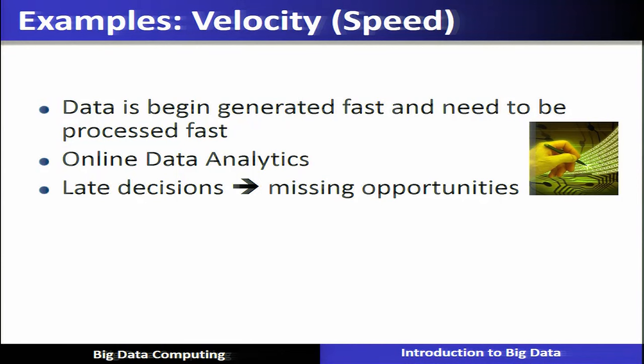So, we have already understood that velocity in big data means that data is generated at a very fast pace and needs to be processed at that speed. Another use of velocity is online data analytics, and here if you do this analysis late, you will be missing the opportunity, because these operations are done in real time, and real time means there are deadlines, after which that decision is of no use. So, late decisions imply missed opportunities, and this means that velocity is in effect for that application.